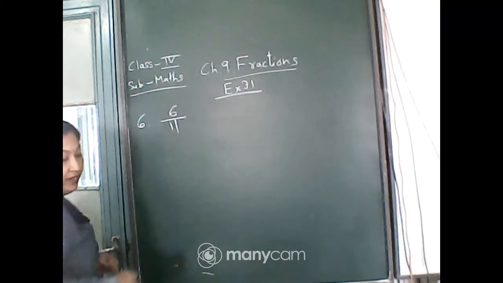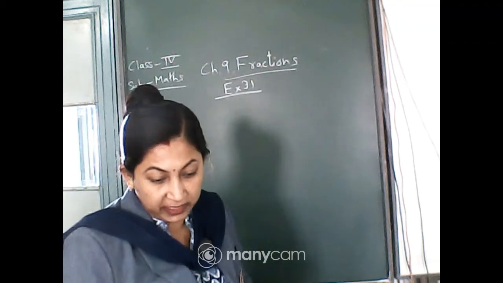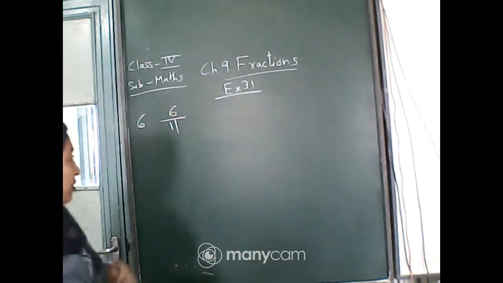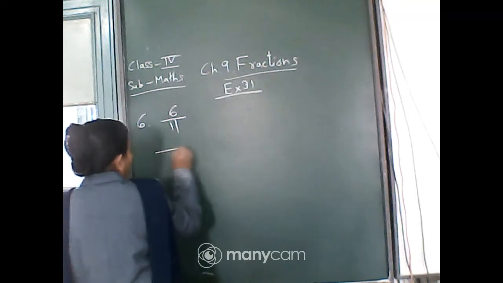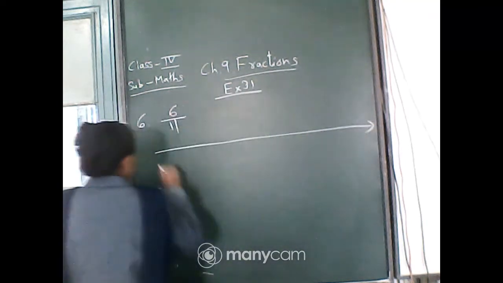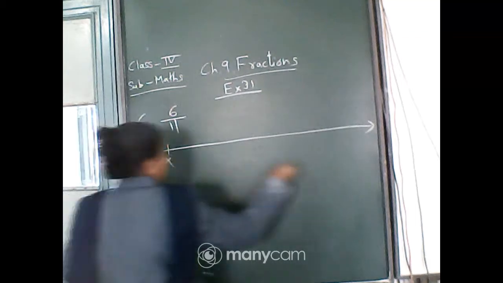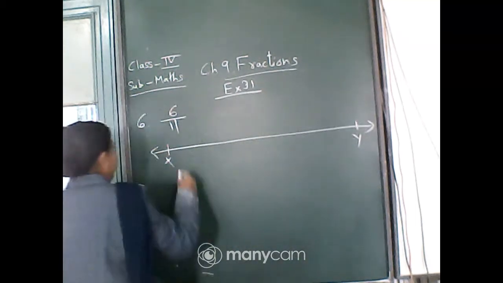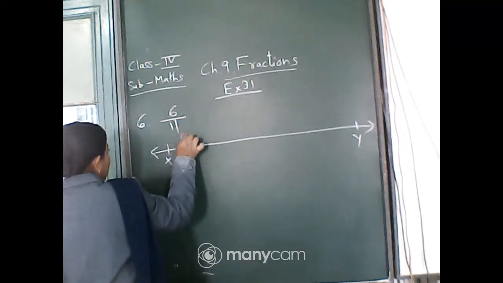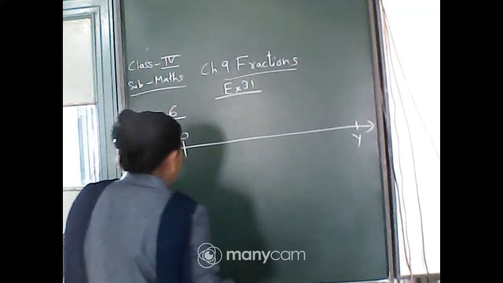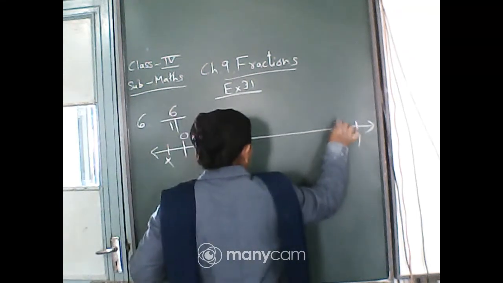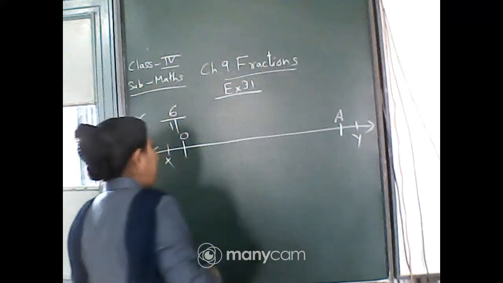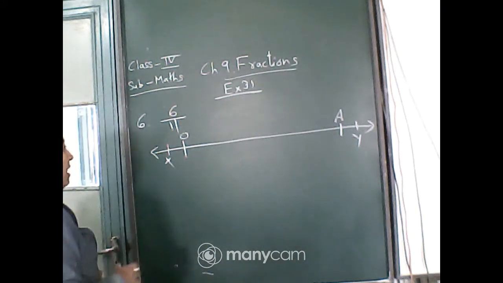By 11 it is given. Number 6 is given, 6 by 11. Okay. So, the same thing you will do. First of all, draw a line. Name the line xy. Then from this you take any part of the line OA as 1 unit.